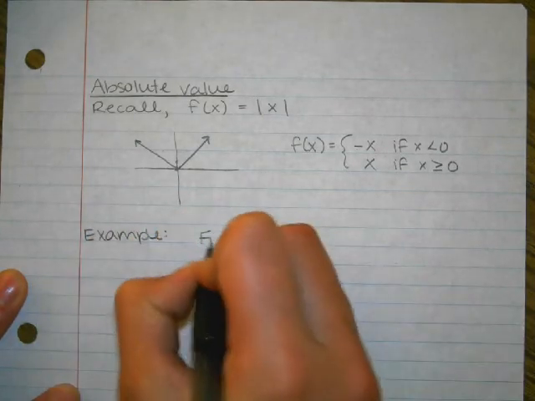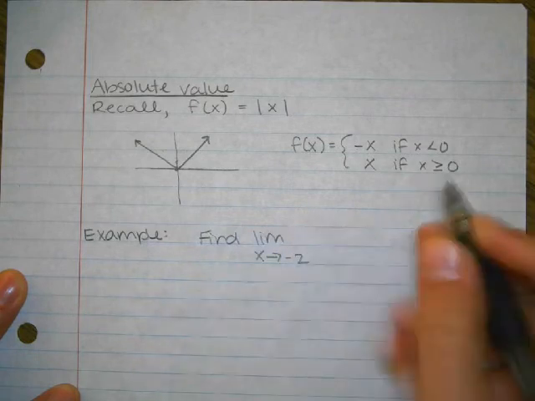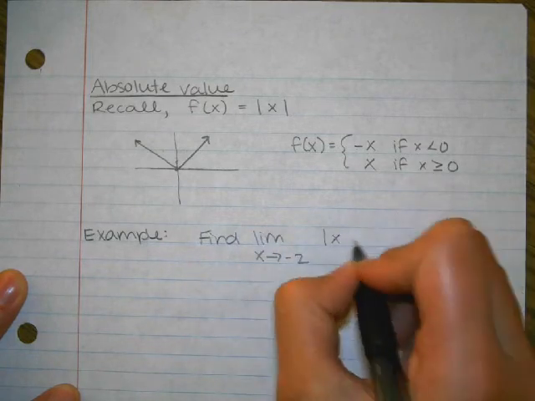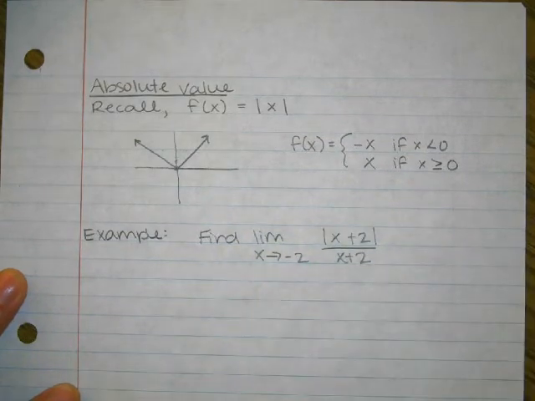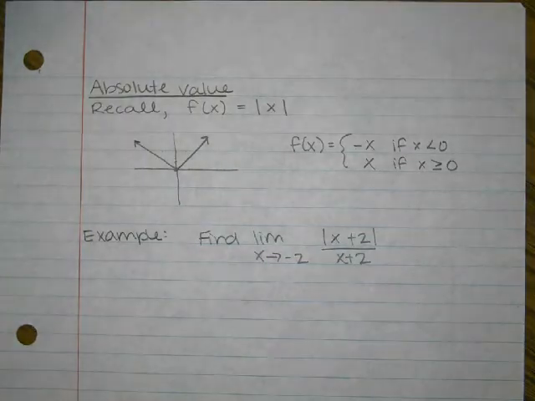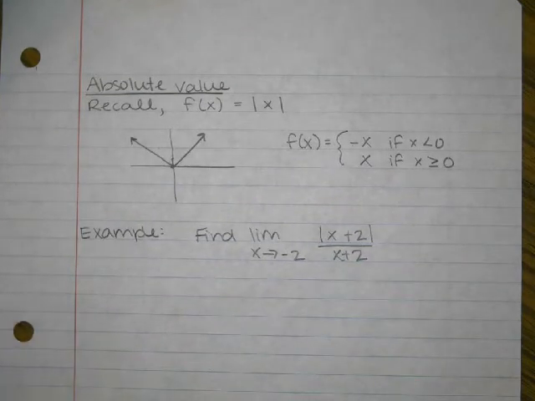So, for example, let's say we want to find the limit as x approaches negative 2 of the absolute value of x plus 2 divided by x plus 2. And if you look here, negative 2 for an x value is not within the domain of the function. It would make the denominator equal 0, and we can't have that. And so that tells us we need to do some more work.